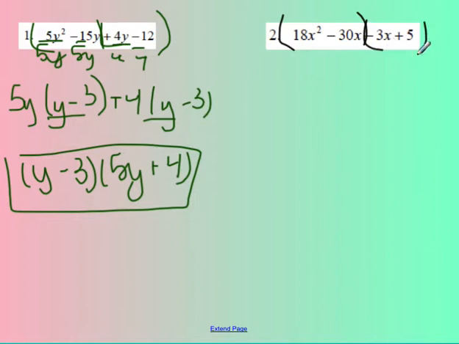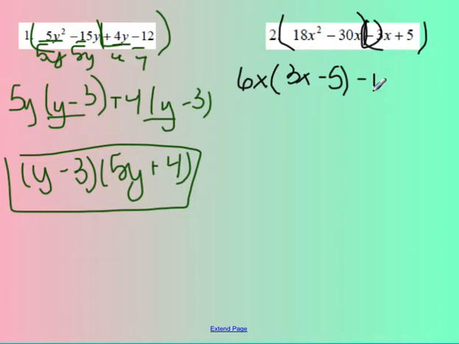2. Between 18 and 30, you can divide out a 6. And you can also take out an x. So when you divide by 6x, you're left with 3x minus 5. Now here you notice there's a negative sign in the middle of the two groups, so that means your GCF needs to be negative. Well, nothing divides 3 and 5, and there are no x's we can take out.